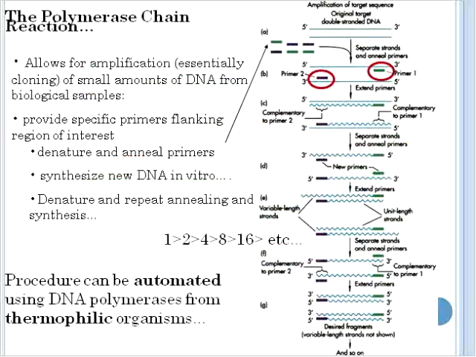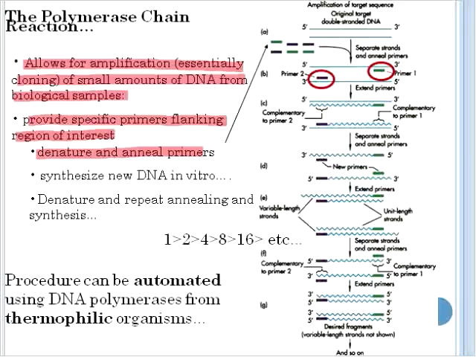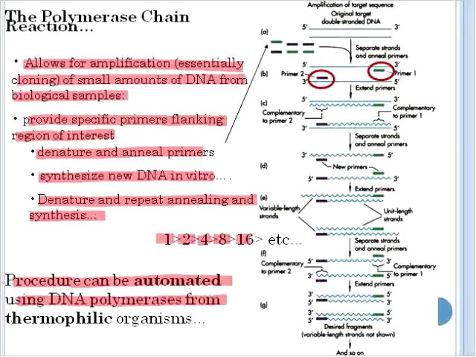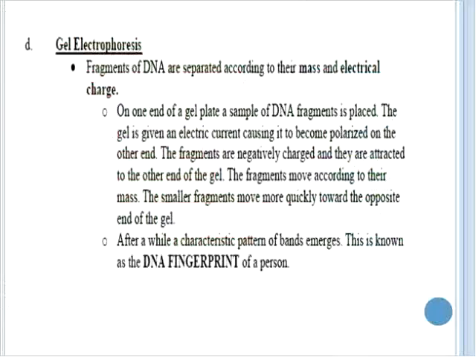To illustrate, the initial process is that the DNA is chopped up into small sections to isolate what you wish to find. Primers are flanked around the region of interest. It is broken up and the primers stick in. New DNA is synthesized in vitro. This process is repeated, one fragment becoming 2, becoming 4, becoming 8, 16, and so on. And this procedure can be automated using DNA polymerases from heat-loving or thermophilic organisms.